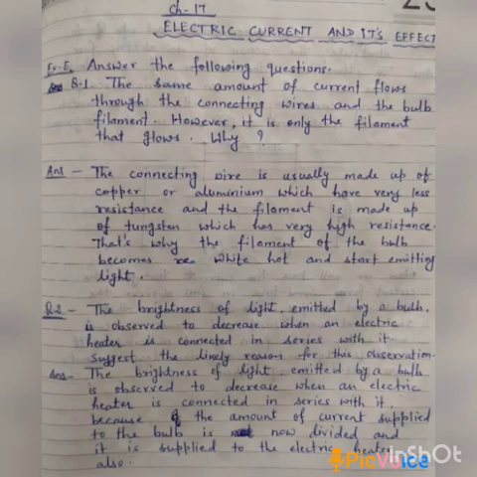Now the answer. The brightness of light emitted by a bulb is observed to decrease when an electric heater is connected in series with it because the amount of current supplied to the bulb is now divided and it is supplied to the electric heater also. This is the reason why the brightness of light emitted by a bulb is observed to decrease when an electric heater is connected in series with it.